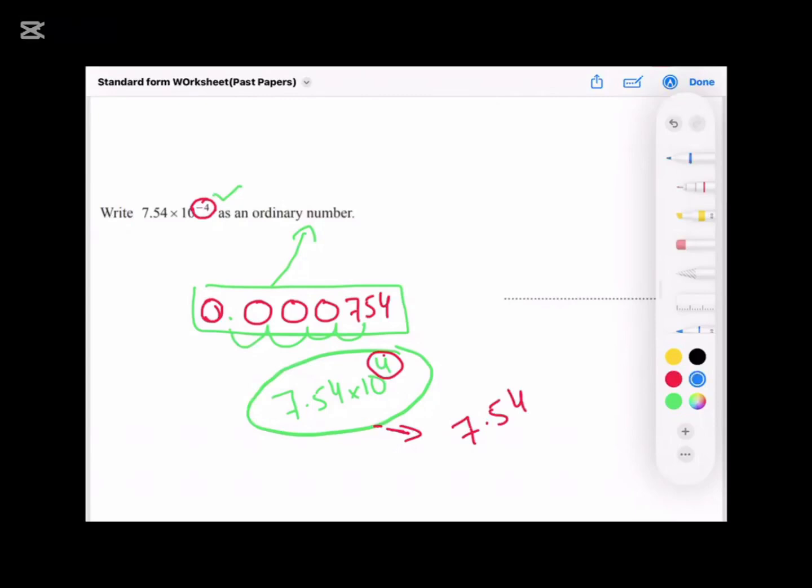This means I have to move the decimal 4 steps to the right side. So 1, 2, 3, 4. Here you have to put a decimal point, and in the empty spaces you have to put 0s. So the final answer will be 754,000.